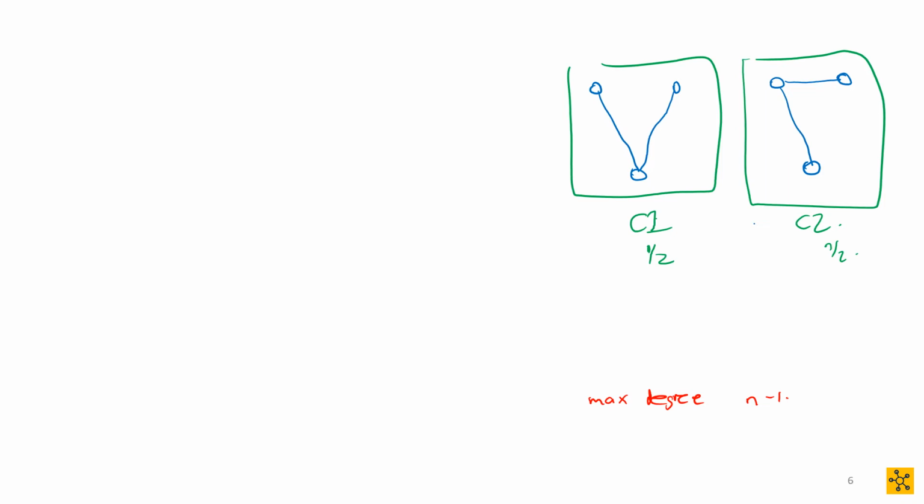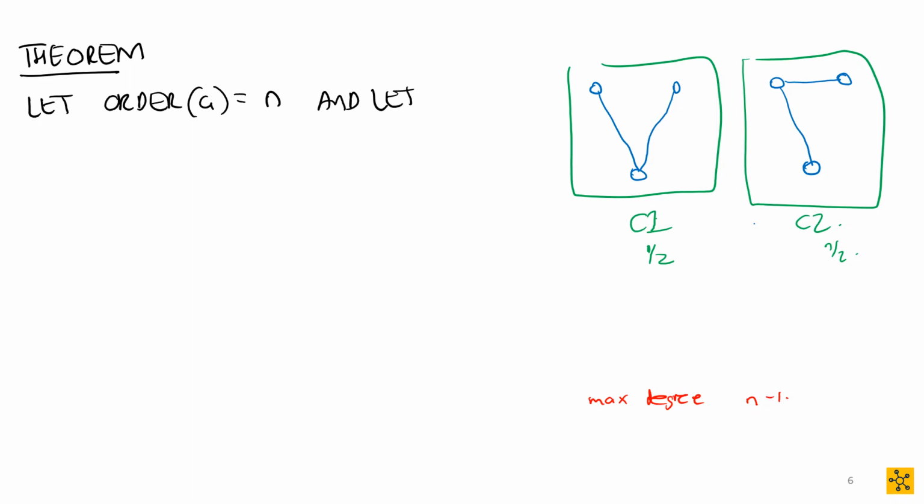And this is what we're going to do as a theorem. So the theorem is, you have a graph of order n, so let G, let's rewrite this, let the order of G equal n, and let G have two components, okay, two components of the same order.